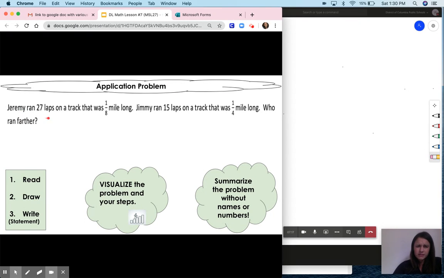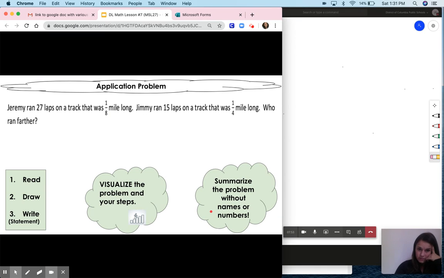Jeremy ran 27 laps on a track that was 1/8 of a mile. Jimmy ran 15 laps on a track that was 1/4 mile long. Who ran farther? All right, so let's get ready to draw. Visualize to help you figure out what to draw. Visualize the steps, one guy, and then summarize it without names or numbers. One guy ran a certain amount. They're on a track. He ran a whole bunch.